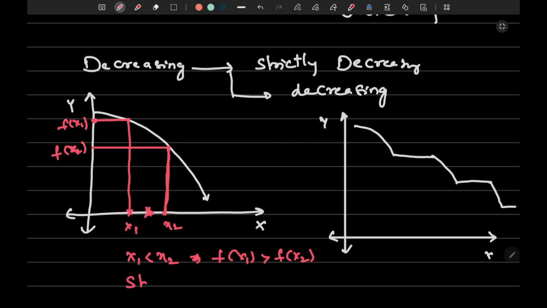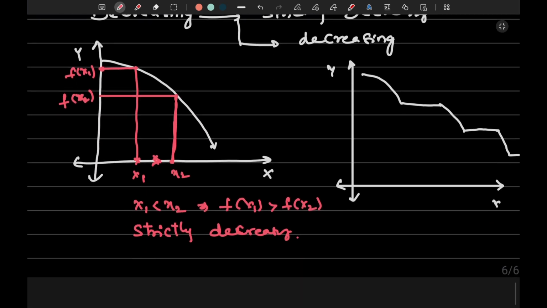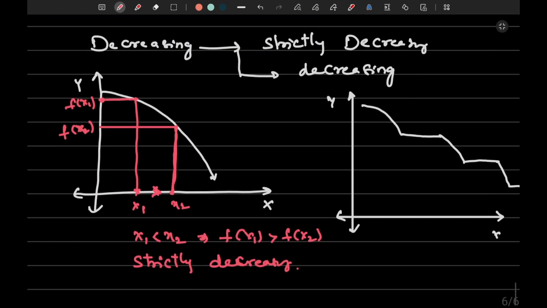Then it is strictly decreasing. Suppose it is the same sign: x1 is less than x2, f of x1 less than f of x2. Same sign, strictly increasing. Opposite sign, strictly decreasing. Then what about this one?